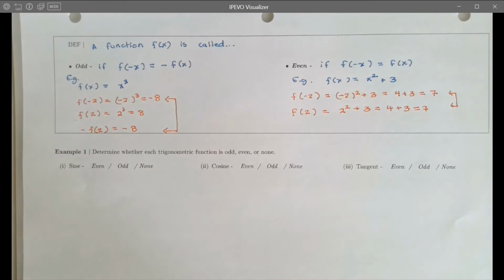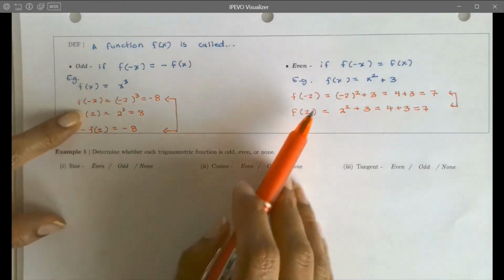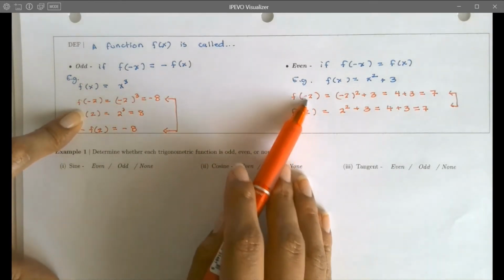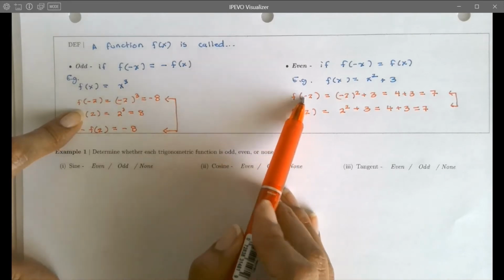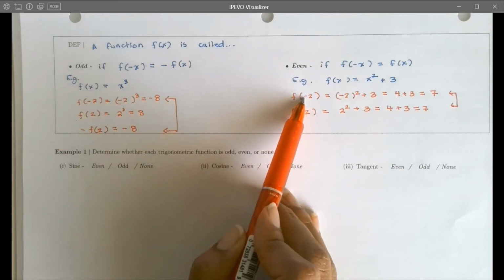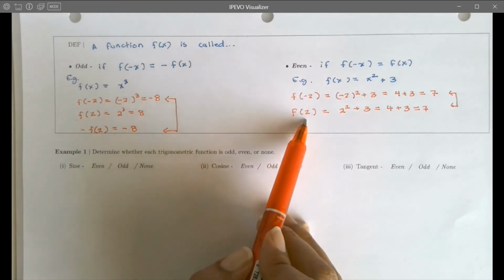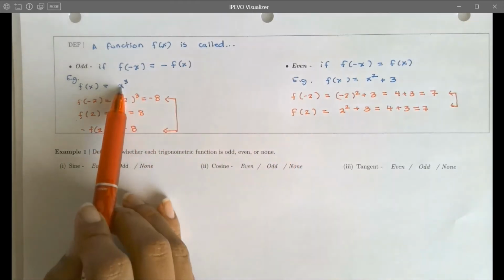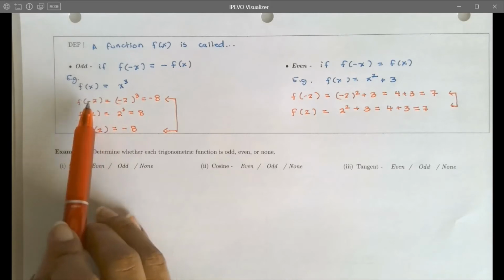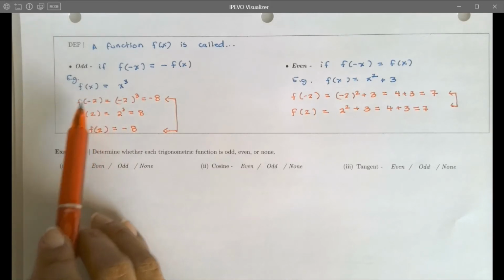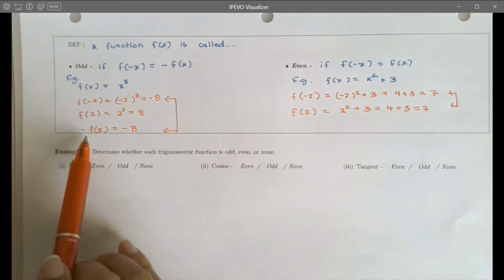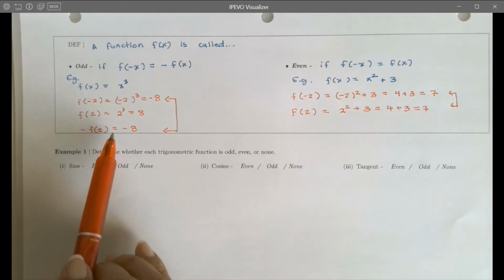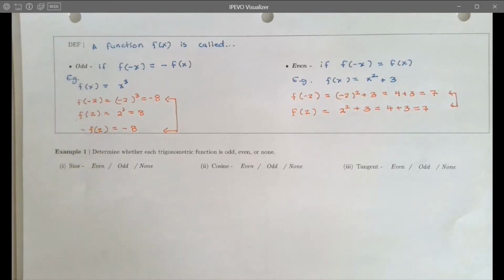And it's not just a coincidence. If you try it for any other x value, checking f of any negative value will give you the same thing as f of the positive value. And in the case of x cubed, if you check f of any negative value, that'll be the same thing as negative 1 times f of the positive value. Now, graphically, something very special happens.